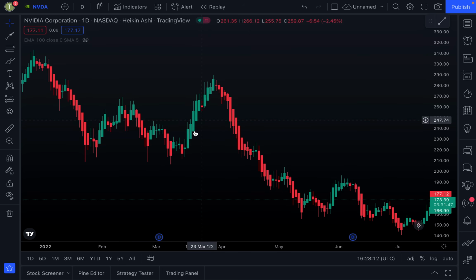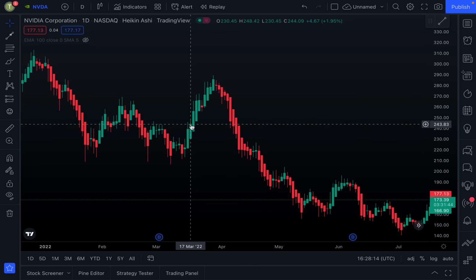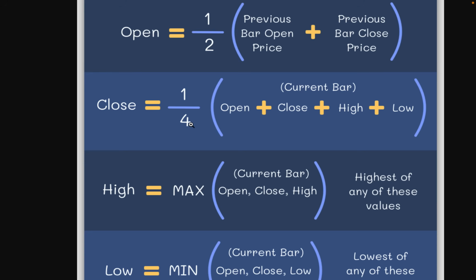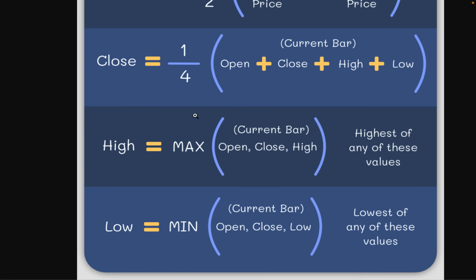So what about the close? How is this close calculated? The formula for the close is basically the average price of the current bar. You find it by taking the open plus the close plus the high plus the low, divided by 4. That's how you calculate the close. Finally, we have the high. The high is going to be the highest of any of these three values for the current bar: the open, the close, and the high. And then the low is going to be the lowest of any of these three values for the current bar: the open, the close, and the low.